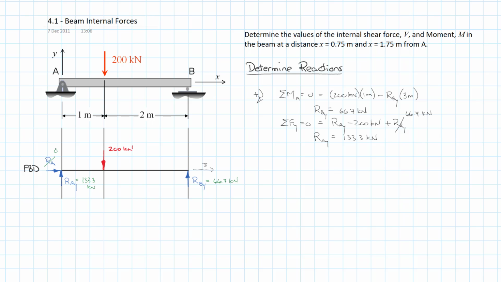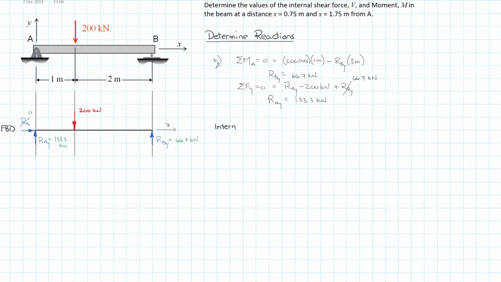Sum of the forces in the x direction is equal to 0. There's no other forces in the x direction, so you could certainly write that out and add that to the problem solution. So right away, we want to go on and look at our internal forces. So internal forces, and we're going to start at x equals 0.75 meters.